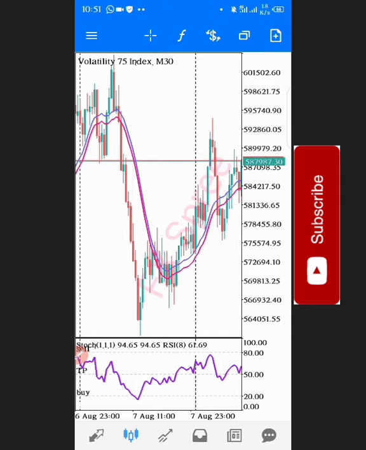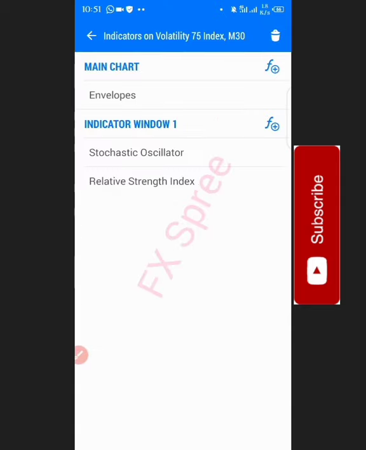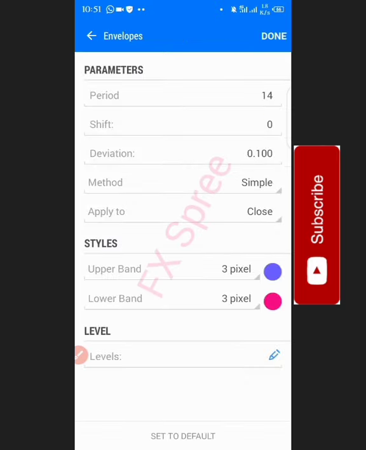As usual, you go to the F icon at the top of the screen and tap it. Let's presume that you don't have anything there. You go to main chart, then the plus icon there, and tap it. It will give you the indicators. So you scroll down to envelope. When you get to envelope, you look for the settings by tapping envelope, and it brings up this particular page.